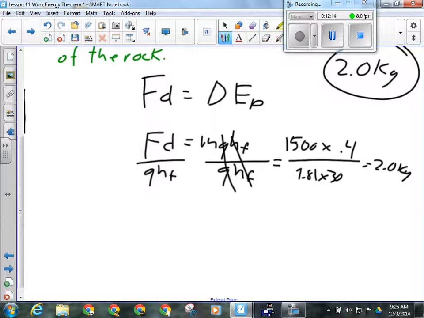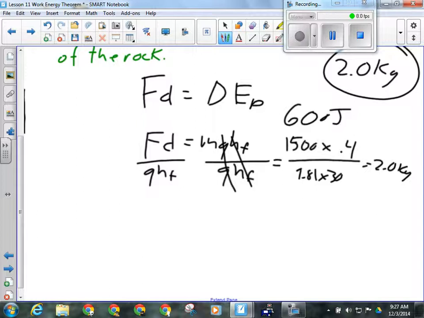You have to speak up, I can't hear you. Well, you did. When you went force times distance, that was the elastic potential energy. Remember, when I do work on a system, I give energy to that system. So if I go 1,500 times 0.4, what do I get? Someone just punch it in real quick. 600. All right, I did 600 joules of work. That means there's 600 joules of elastic potential energy in the slingshot system.